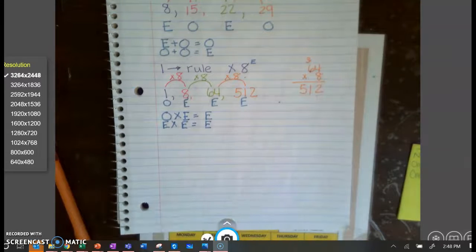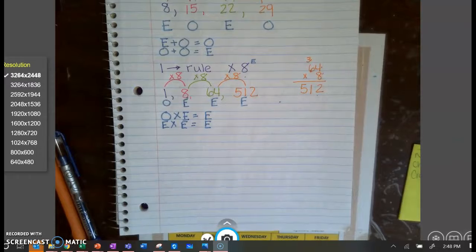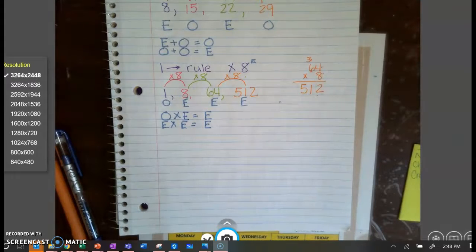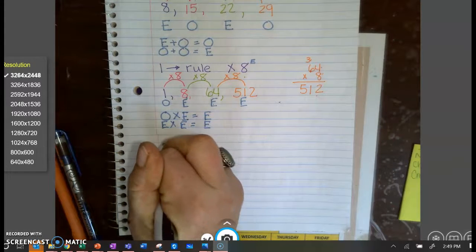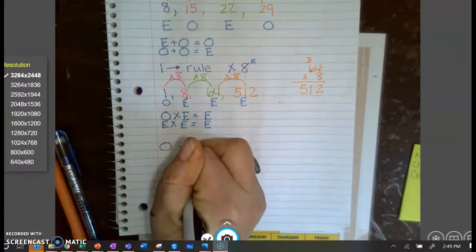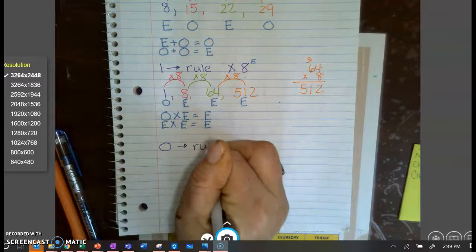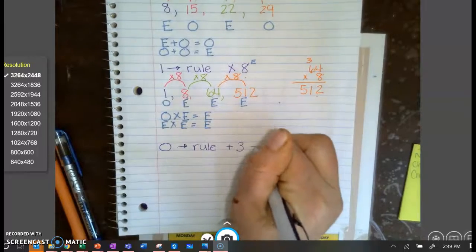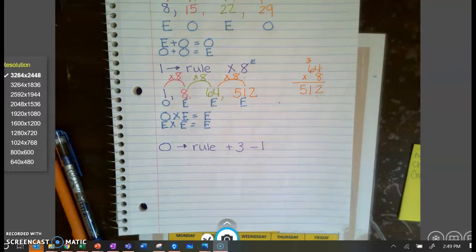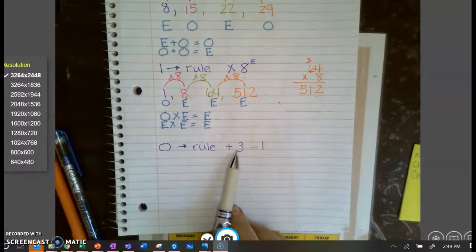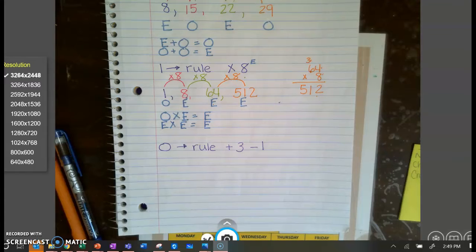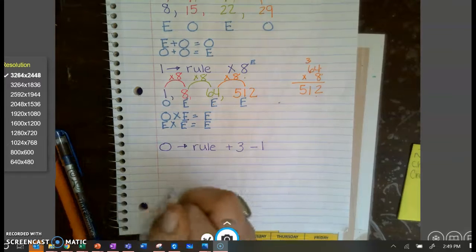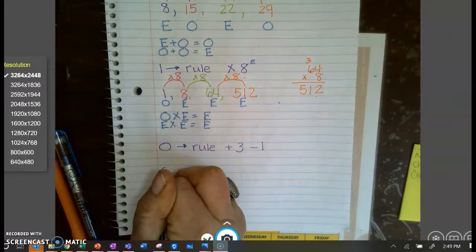Okay, let's try one more number pattern here. This time I'm going to do a two-step rule. This time I'm going to start with 0, and my rule is going to be plus 3 minus 1. Okay, so first I'm going to add 3, then I'm going to subtract 1. Let's see how this goes. Okay, so I'm going to start with 0. That's my term 1.